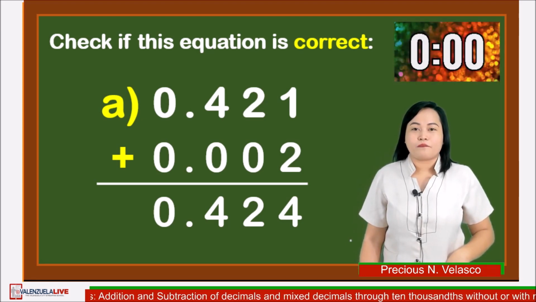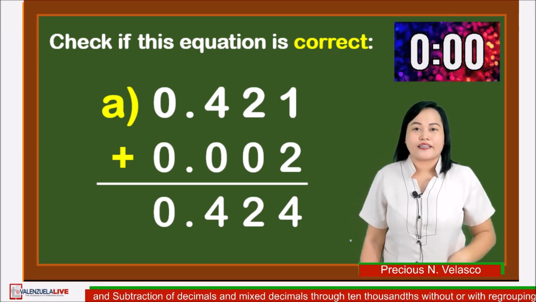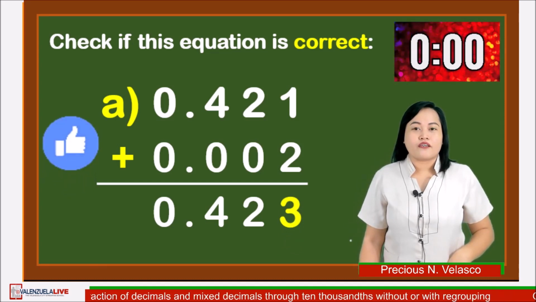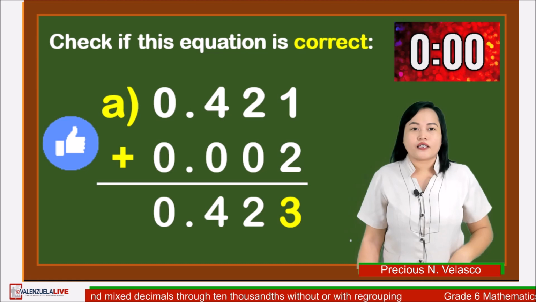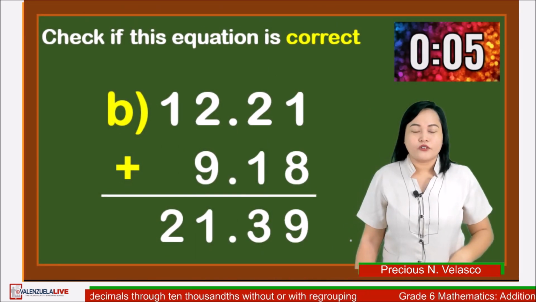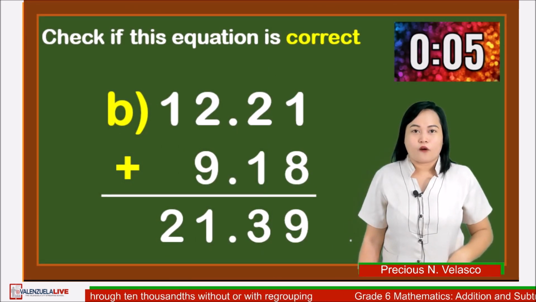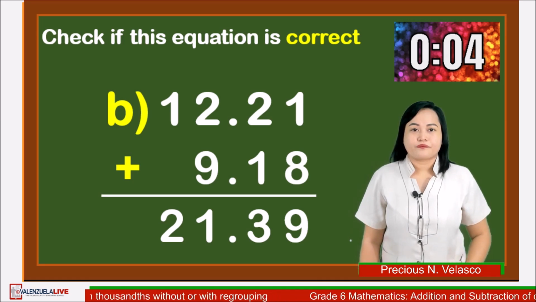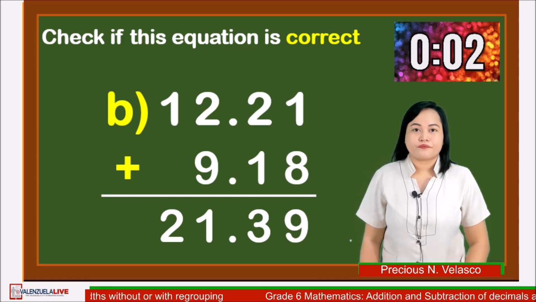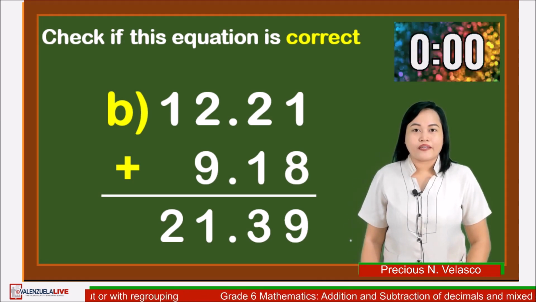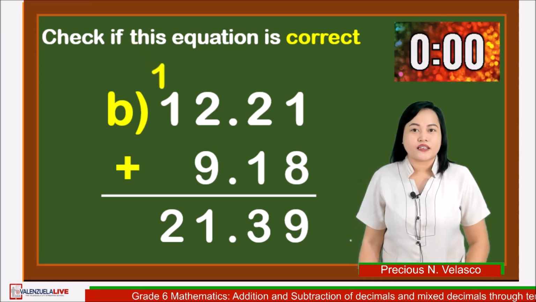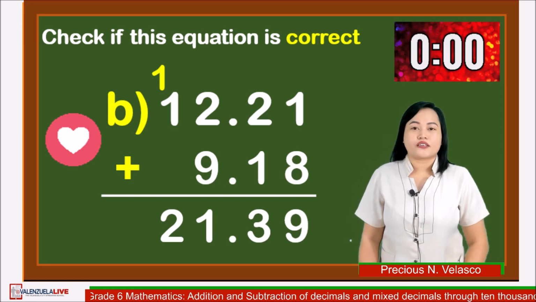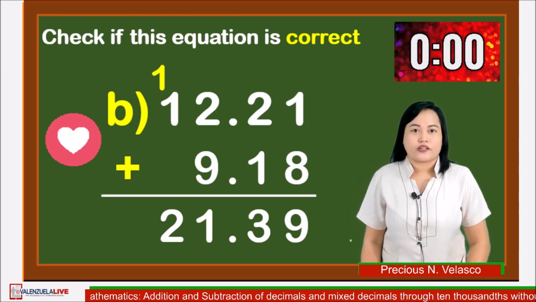Okay, time's up. Let's see. Is it heart or like? Okay, very good. So that is a like reaction button. For the second one, your timer starts now. Okay, time's up. Let's see. For letter B, this is okay. So this is heart react because this is correct.